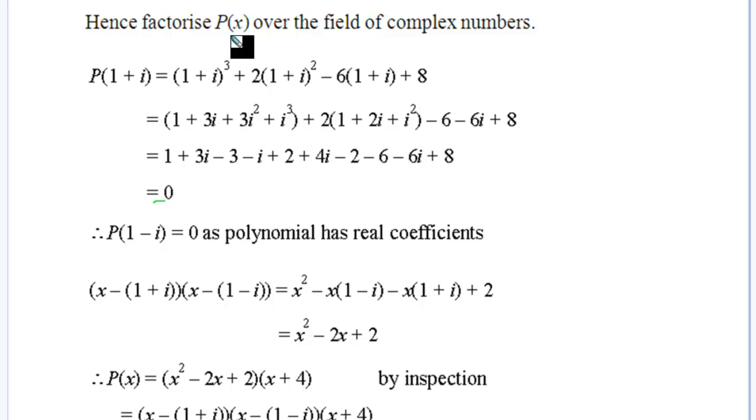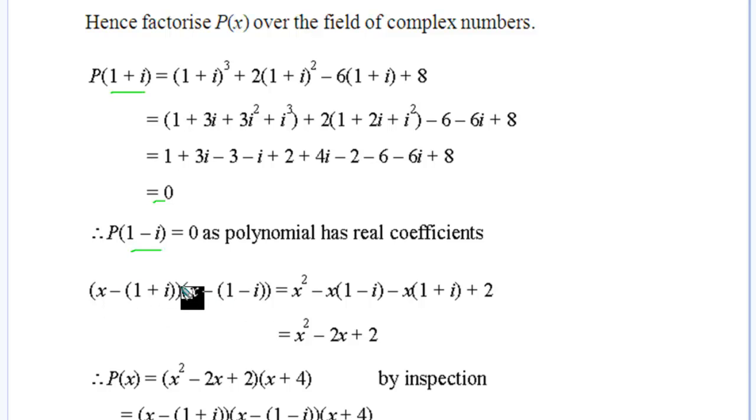Now, if we're going to factorize it, well, we do know that if 1 plus i is a root, 1 minus i is a root as well, because the polynomial has real coefficients. So we're going to use that idea to help us, because that would expand to x squared minus 2x plus 2. So we've expanded that out.